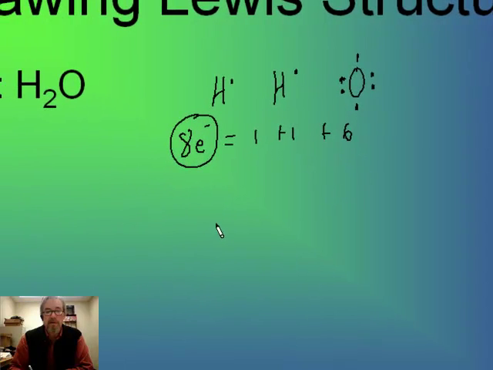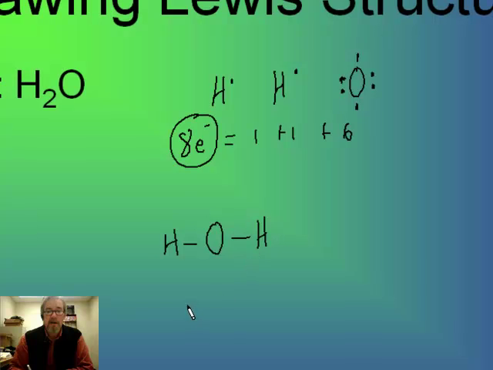Skeleton. Well, I know oxygen prefers to make 2 bonds because it's in column 6. Oxygen's closer to the middle of the table, so it should be closer to the middle of the molecule. And also, hydrogen has to be on the outside because it can only make 1 bond. So there's the skeleton that makes sense.